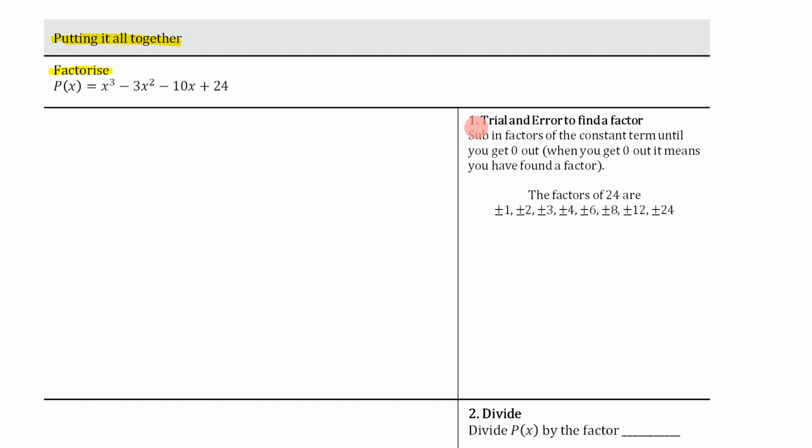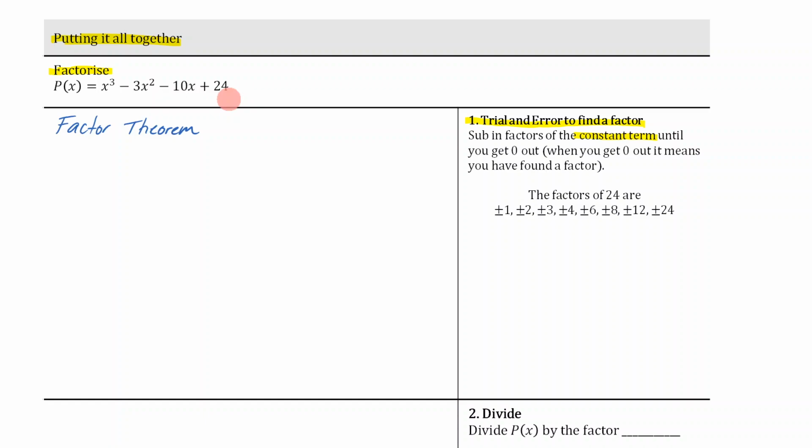So step one, trial and error to find a factor. Sub in factors of the constant term until you get 0 out. When you get 0 out, it means you've found a factor. All right, so what exactly does that mean? Well, we're using our factor theorem. And our factor theorem tells us that when we put in a number, so if we were to go p of 5, and that would get us 0 out, it means that we've found a factor. So we'll sub in numbers until we get 0 out, and then we've found a factor.